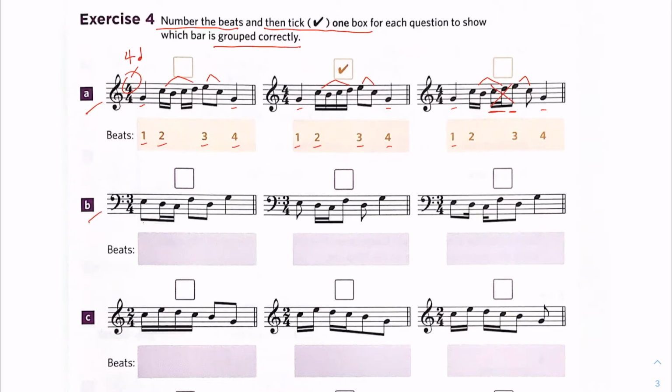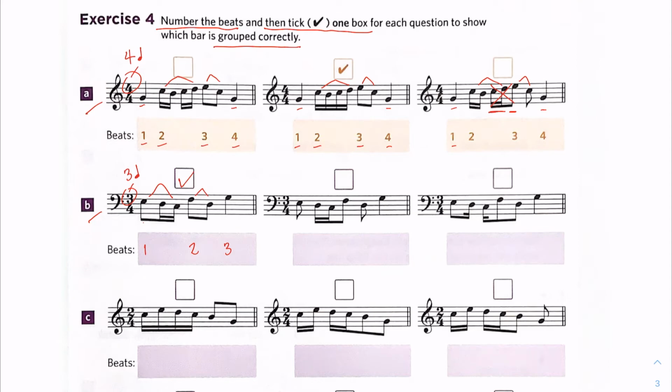Question B, we are in 3/4 time, meaning there are 3 crotchet beats in every bar. Here we have one quaver with 2 semiquavers, which is 1 crotchet beat, so that's beat 1. The 2 quavers here is beat 2, and the crotchet is beat 3. Now if you look at it, it's quite easy to read because all the notes are grouped according to their beat, so this is correct.